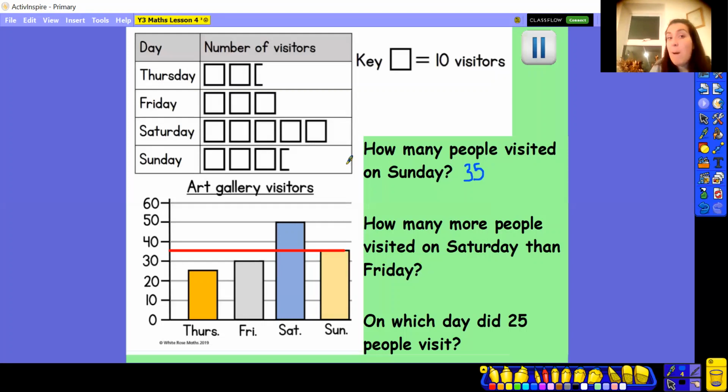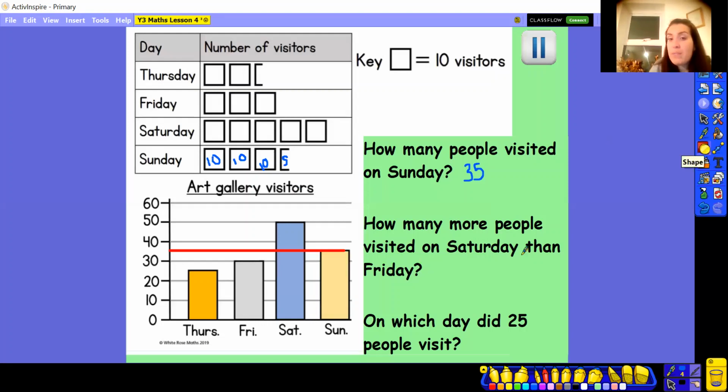Now I can check that on my pictogram. I know this is worth 10, this is worth 10, and this is worth 10. I know that actually half a square is equal to half of 10, which is 5. So you can see I've got my same total of 35.